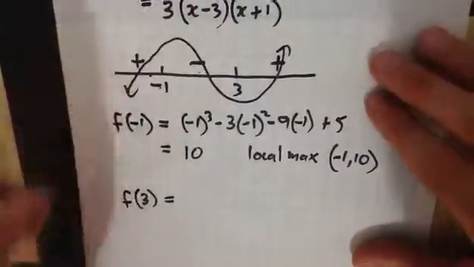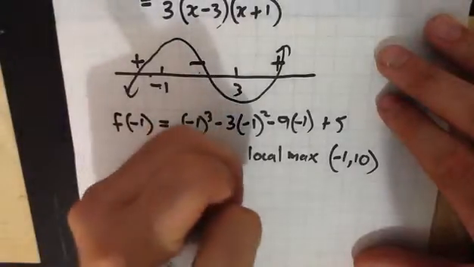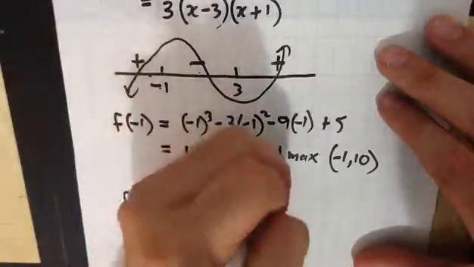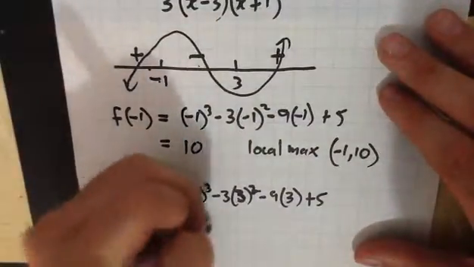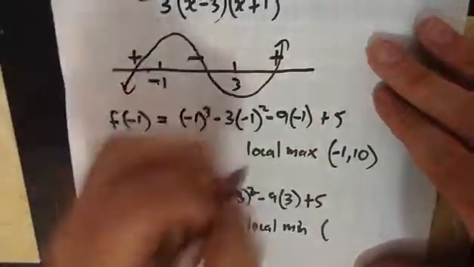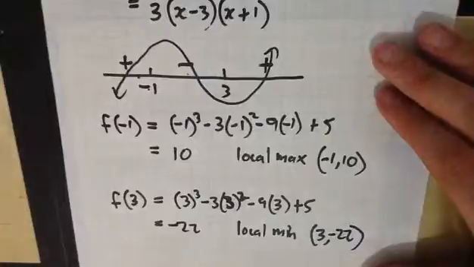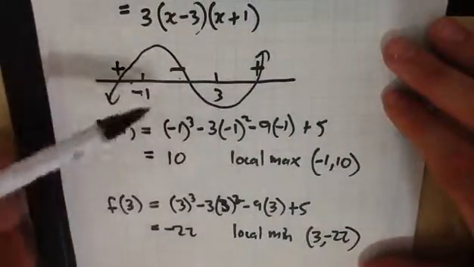To find where the minimum is, I sub the minimum x value, which is 3, into the original function. Always sub back into the original function. So it becomes 3 cubed, take 3 times 3 squared, forgive my writing, take 9 times 3 plus 5. That gives me an answer of negative 22. So I have a local minimum at 3, negative 22. So that is finding and classifying all stationary points for this function.